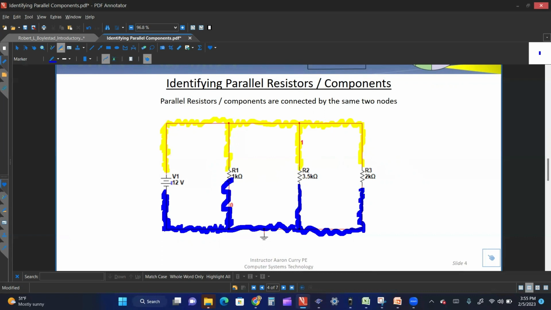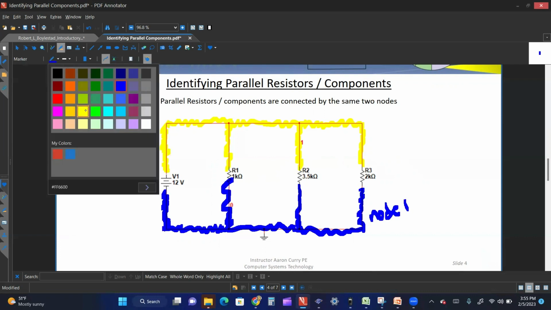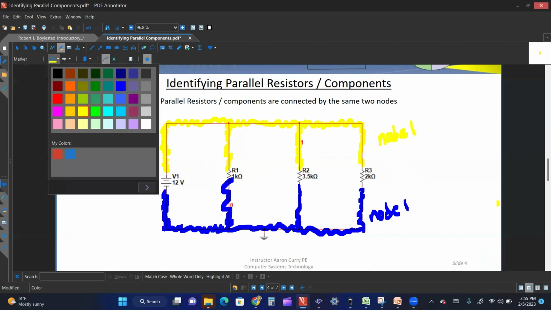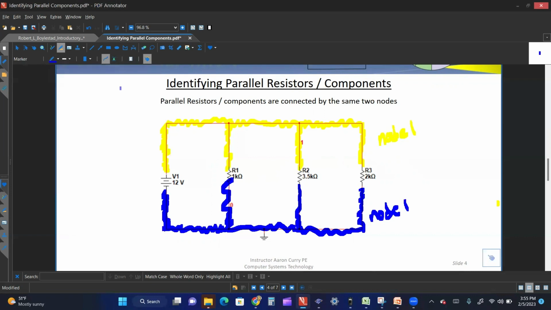So this is your node 1. And this is your node... I'm sorry. That's your node 1. This is your node 2. But I mean, you can name them whatever you want to. It's just as long as you are naming them differently.